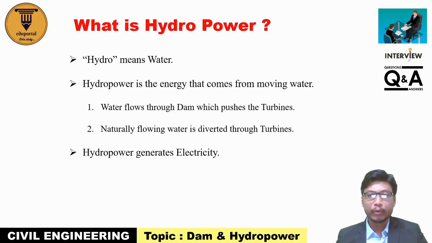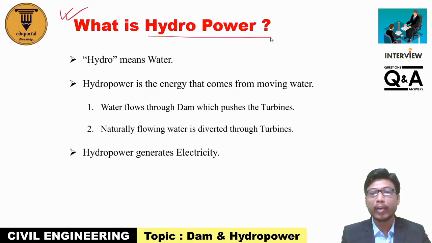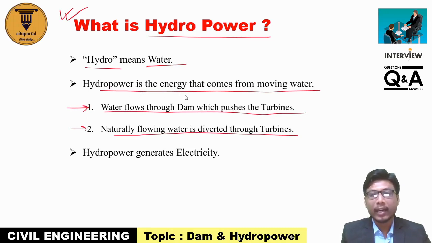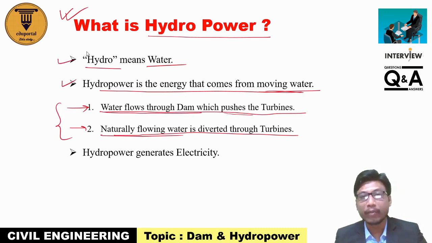Okay, now let's come to our next portion, that is hydropower. First of all, what is hydropower? Hydro means water. So hydropower is the energy that comes from moving water. Number one, water flows through the dam which pushes the turbine. Number two, naturally flowing water is diverted through turbines. In both cases, the energy is coming from moving water.